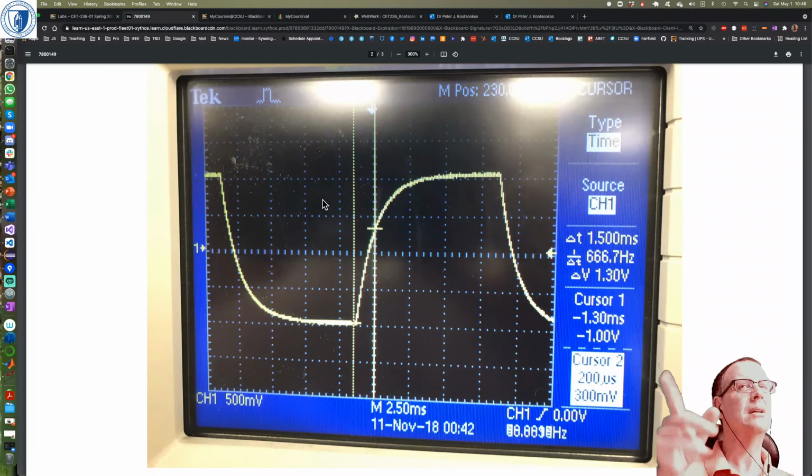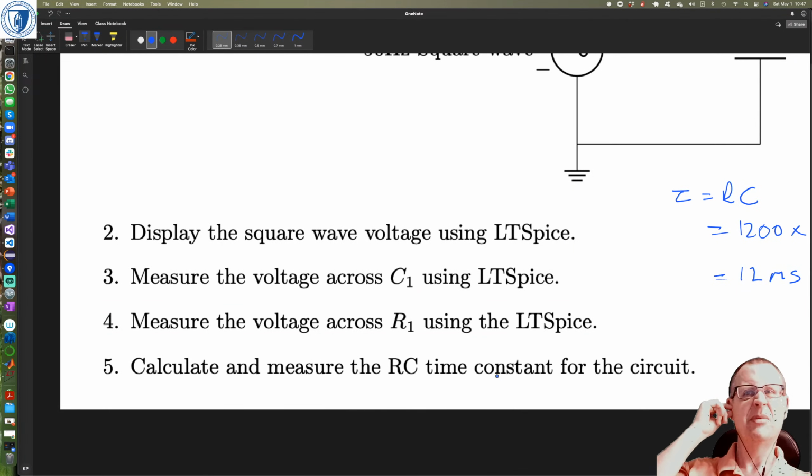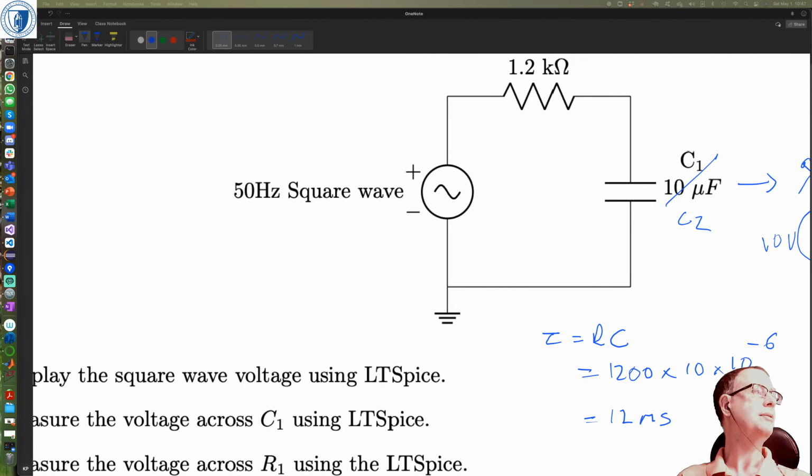So, yeah. Okay. Let's just check what the lab says. Right. Measure the voltage, calculate and measure the RC time constant. We've done that. And then it just asks you to do it again for a different value of C, right? So swap that out for C2 and then do it again and check that it all hangs together. Does that explain enough about Lab 9?